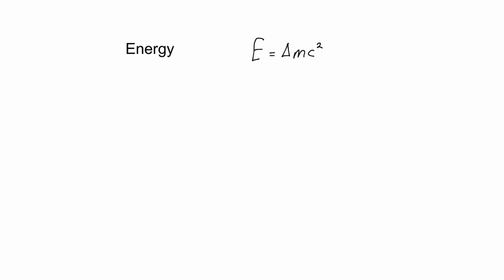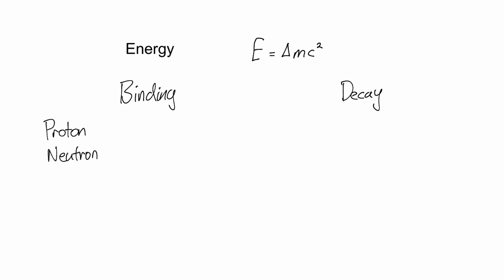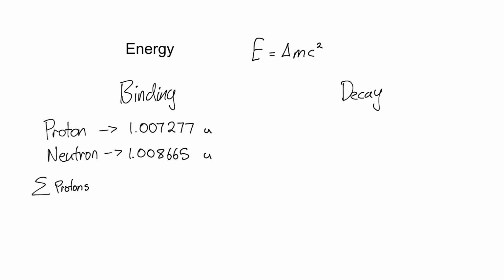When we're talking about energy for an atom as well, we're talking about two types of energy. What we have is either binding energy, or we have decay energy. Binding energy talks about how the protons and neutrons, which have masses, will sum up, so the sum of the protons and neutrons will be greater than the atomic mass.